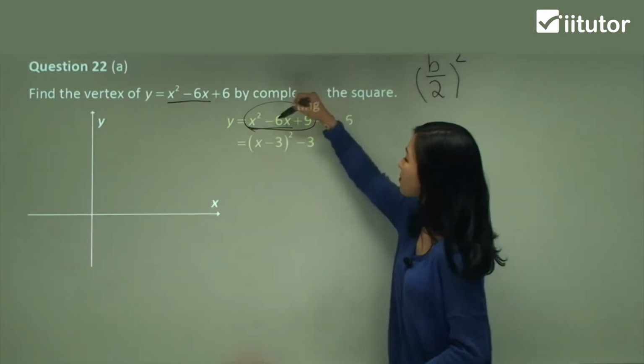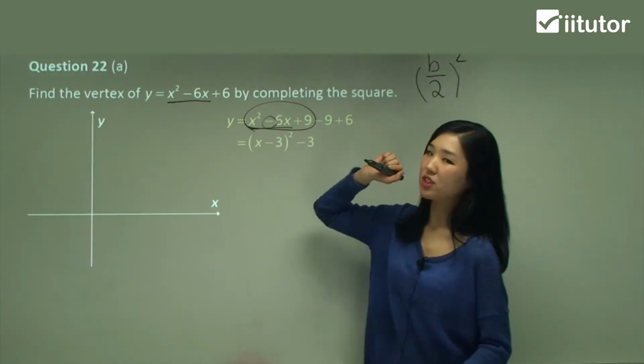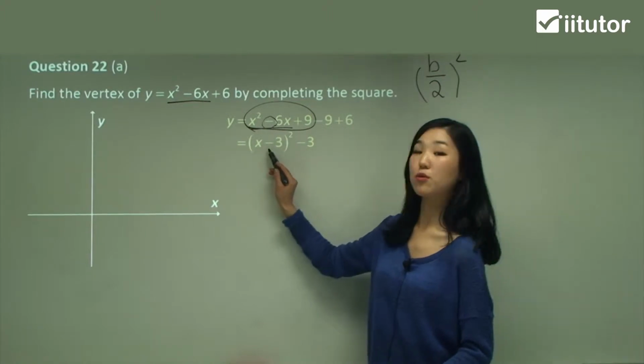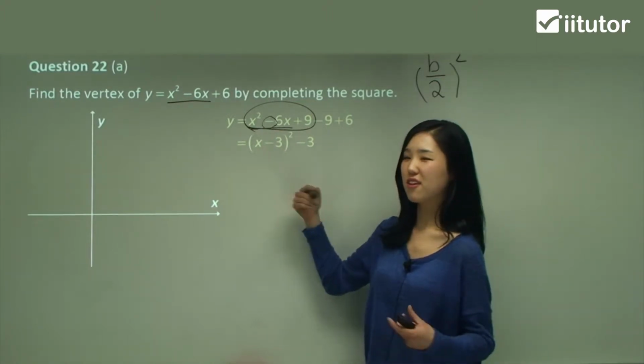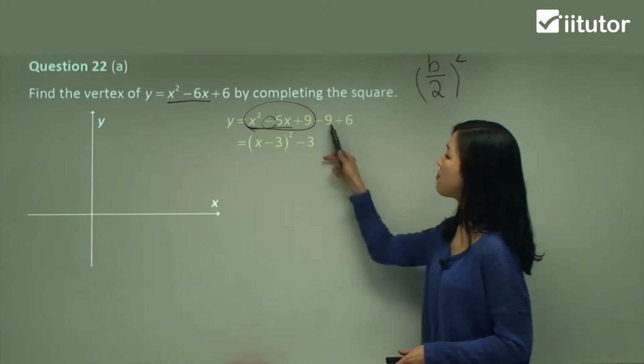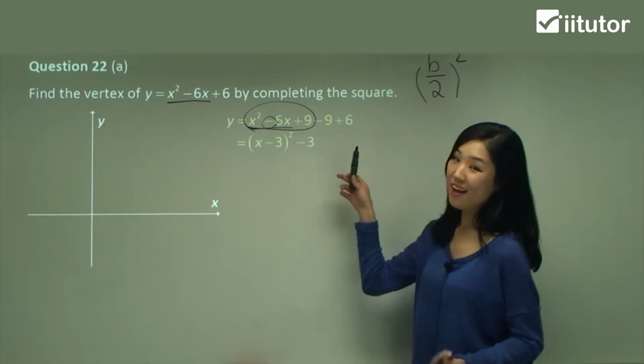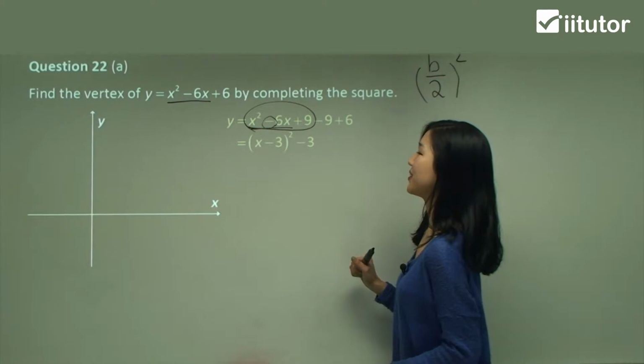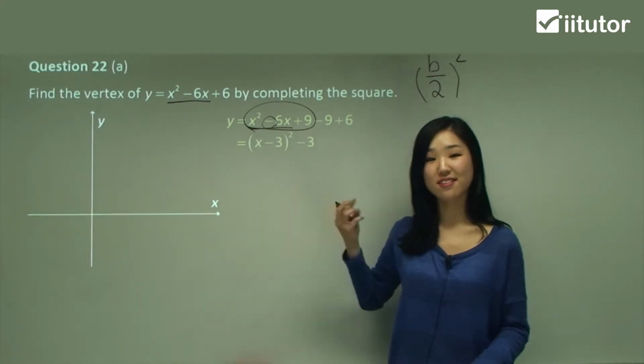Okay, so just a little revision, if that's a negative, remember that's also a negative, right? But I'm not going to explain that too much in depth because you all should already know. And then minus 9 plus 6 is minus 3. Okay, so we've got it in that vertex form again.